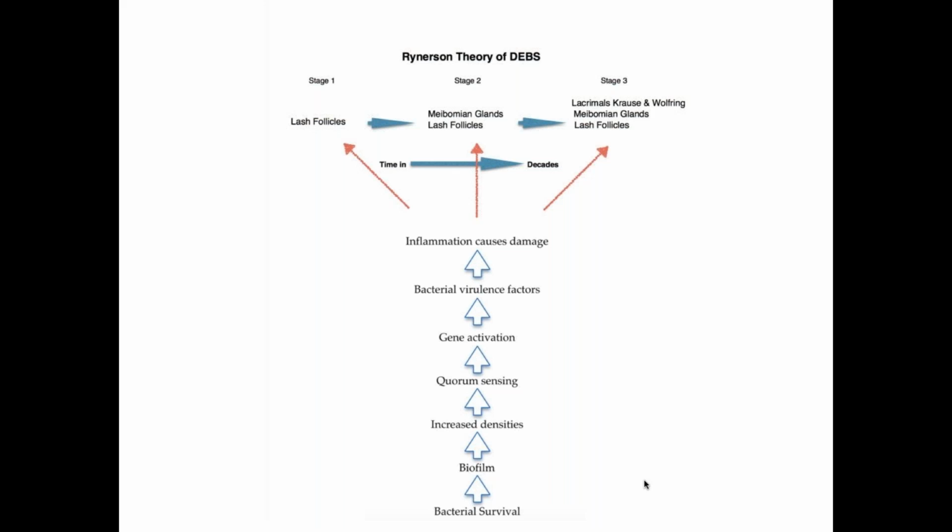So earlier in life, when you start developing signs and symptoms of blepharitis, it's primarily focused in the lash follicles. From the lash follicles, this biofilm will spread to the meibomian glands and start affecting and shutting those down. Eventually, this biofilm will creep over to the lacrimal glands and affect those as well.